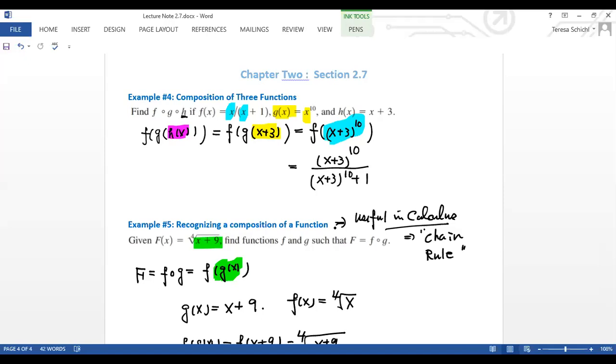Okay, that's it. Like I said, this is an important section and you're going to use it a lot in later sections, also in calculus. So make sure you fully understand what the composition of functions is.